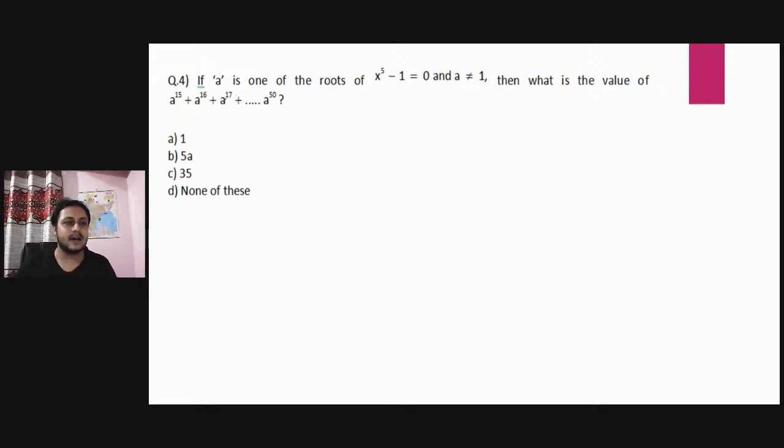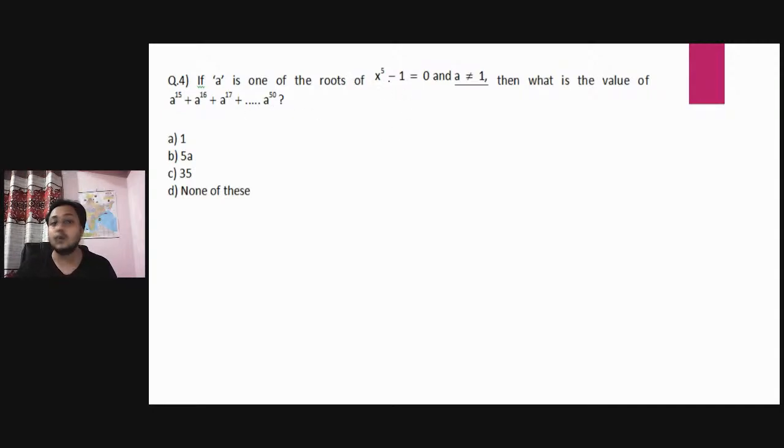So guys, question number 4. Question number 4 is, if a is one of the roots of x power 5 minus 1 equals 0, and it is given a not equal to 1, then what is the value of a power 15 plus a power 16 plus a power 17 and so on, up to a power 50?